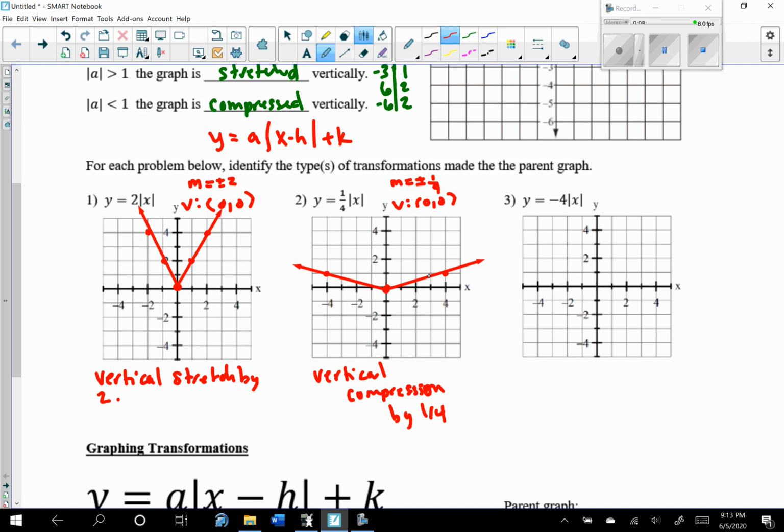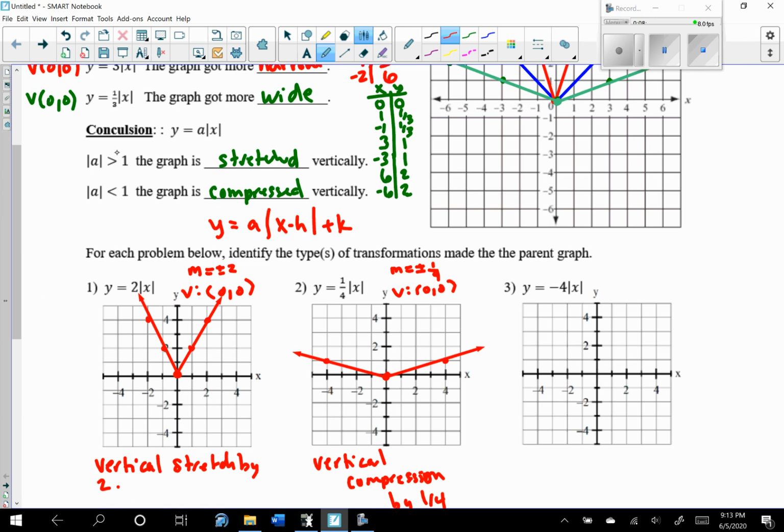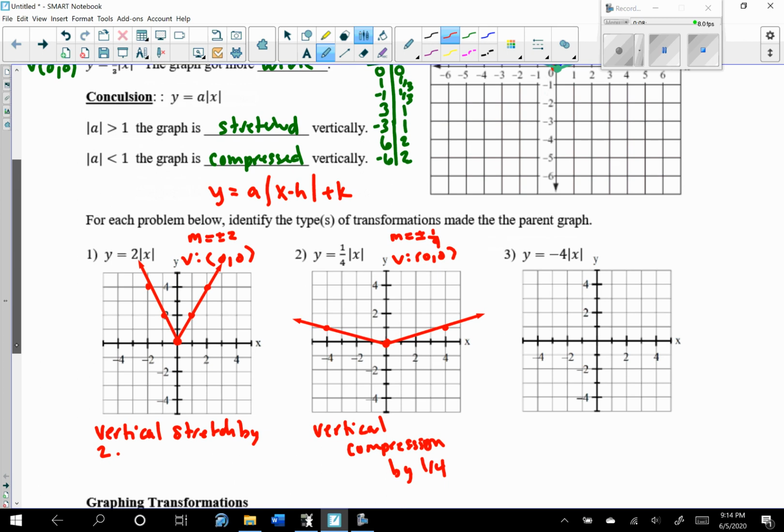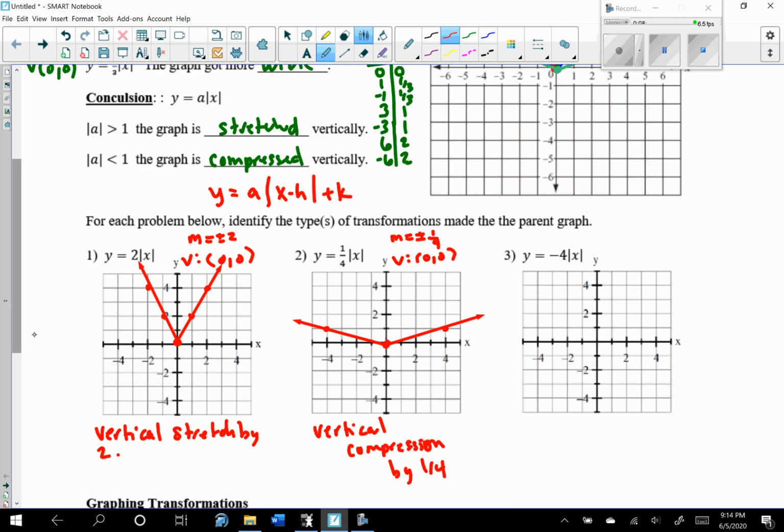So looking at the next one, and something that we didn't talk about up here, the reason that these say the absolute value of a is greater than 1 and the absolute value of a is less than 1 is because remember that negative in front we talked about yesterday is actually a reflection across the x-axis. So we actually have 2 different transformations that we are doing to our parent graph. The first one is a reflection across the x-axis, and then we have a vertical stretch by 4.